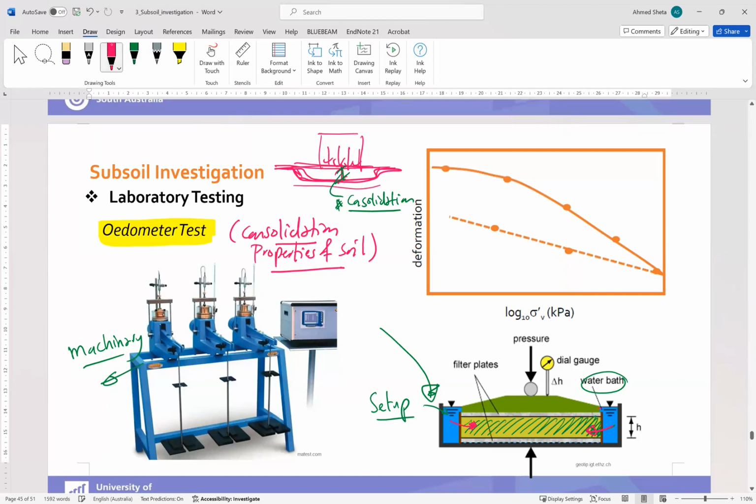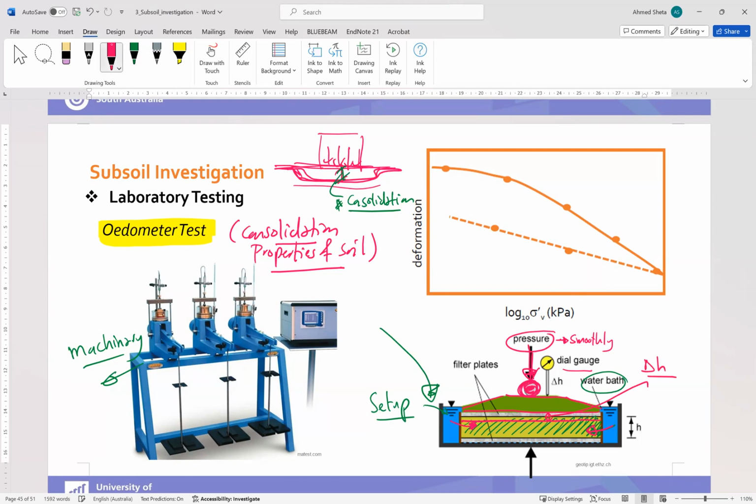And on top, we have loading or pressure, vertical loading or pressure. And what we will do is apply the load smoothly, okay, and measure the deformation of the soil. So when applying the load, the soil is compressed, so it will move, and we need to measure this movement.